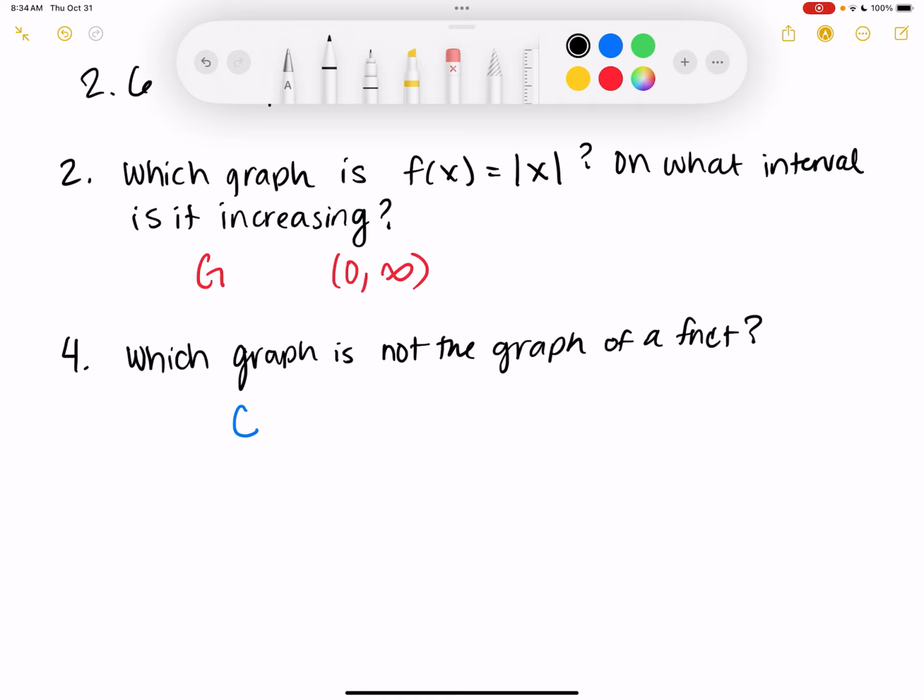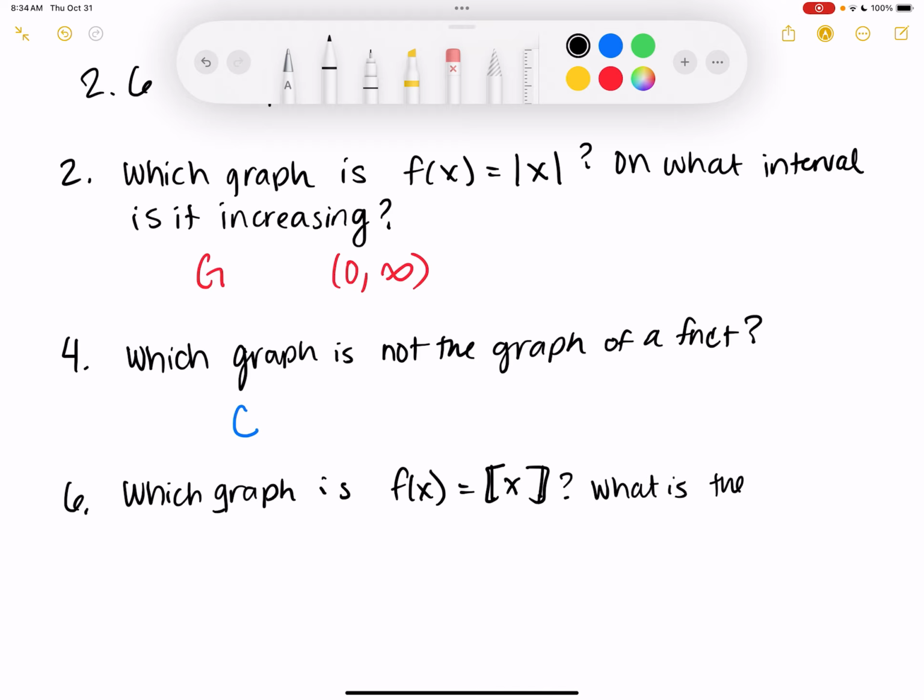Number 6, which graph is f of x equals, and it's these funny looking bracket things, of x, and what is the value when x equals 1.5?